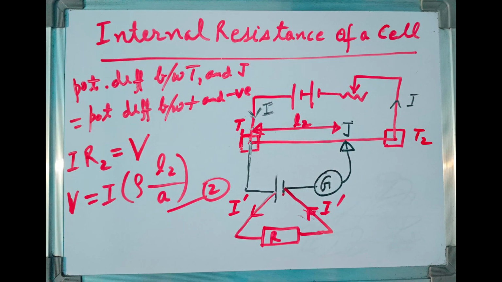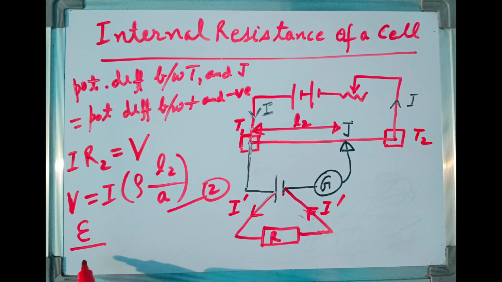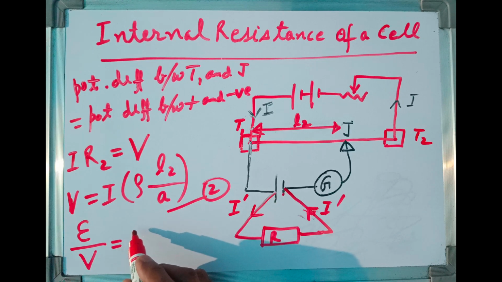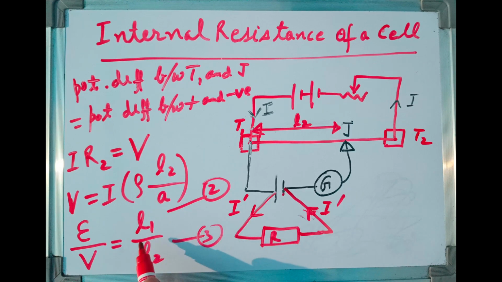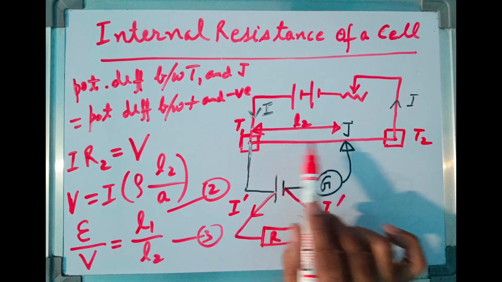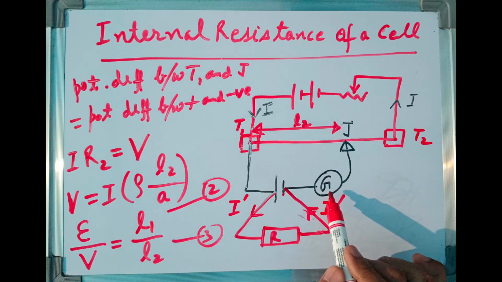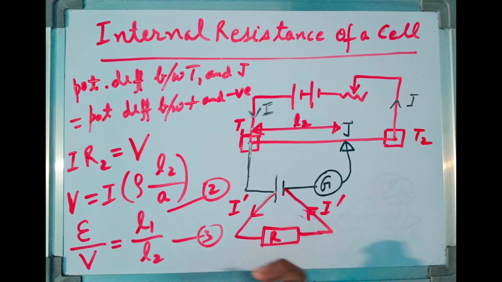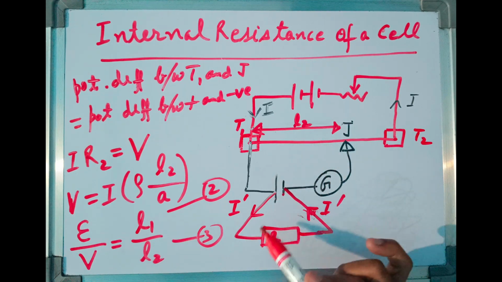So from equation number 1 and 2 we can write the ratio of EMF of the cell to the potential difference of its two terminals equal to L1 divided by L2. Equation number 3, where L1 is the length of wire when the jockey is at this position when the galvanometer shows zero deflection without drawing current, and L2 is the length of the wire when we draw some current from the cell.